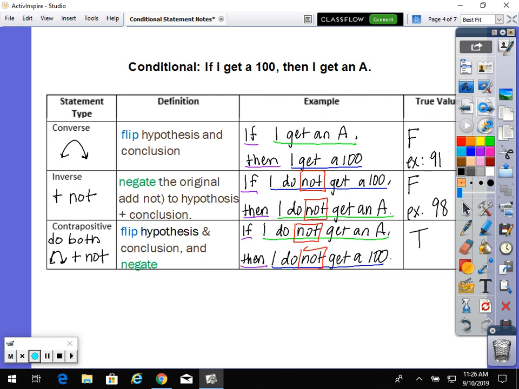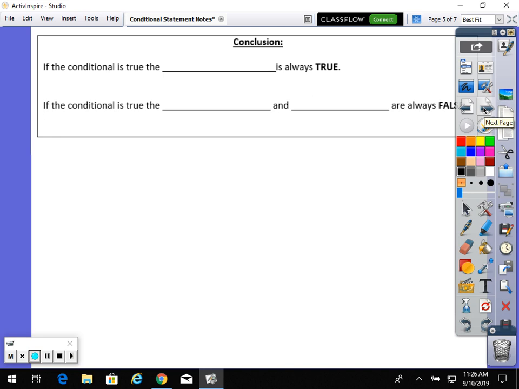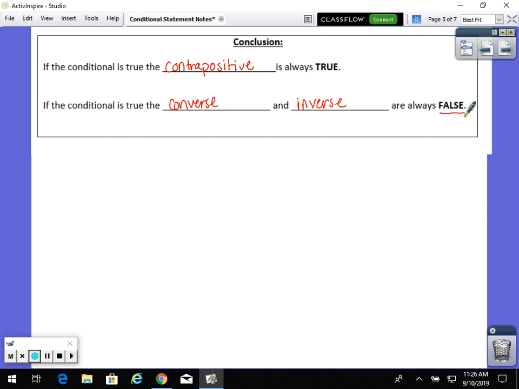So we're going to draw our conclusion from that, and it says, if the conditional is true, then the contrapositive is always true. So the contrapositive and the conditional are always true together. And if the conditional is true, then the converse and inverse are always false. So you can see there, they're always false. So if the conditional is true, the contrapositive is true. If the conditional is true, the converse and inverse are always false.